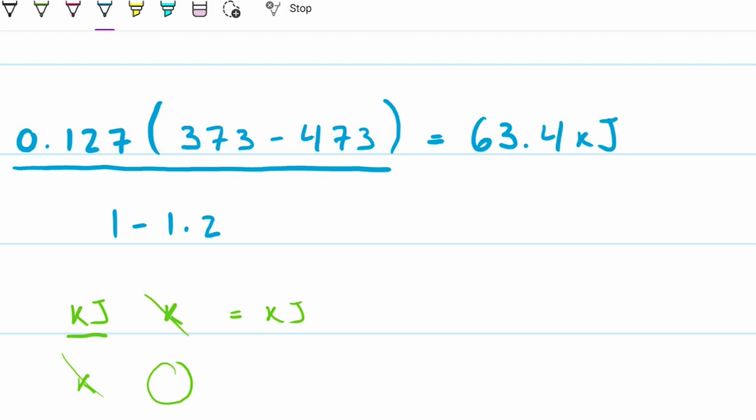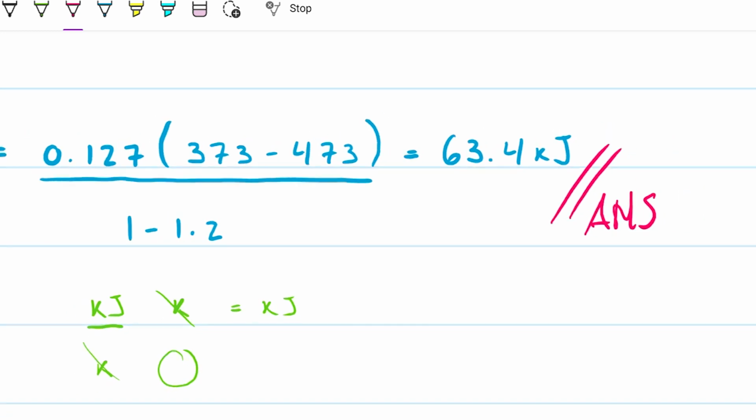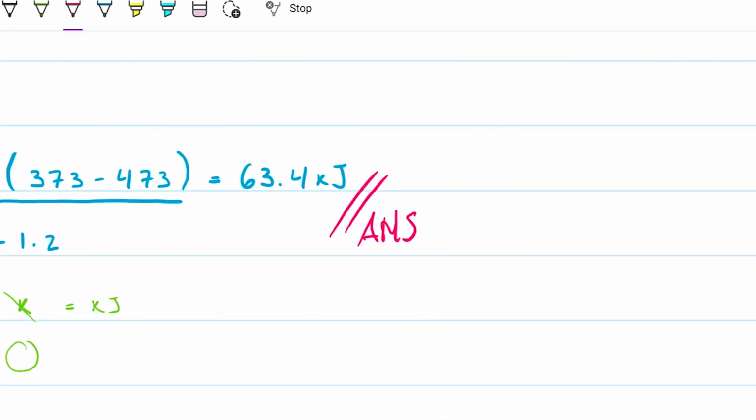kilojoules. And that's great because that's the answer I'm looking for, the amount of work, the amount of energy that is required as it goes from 1 to 2. As it expands, it's using up energy. We can see that by the decrease in temperature, and it's using 63.4 kilojoules.